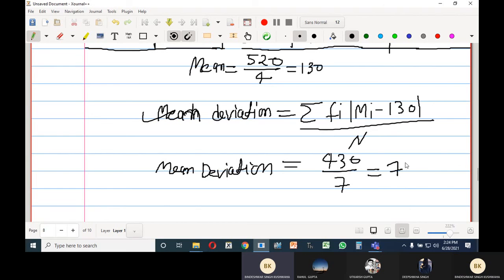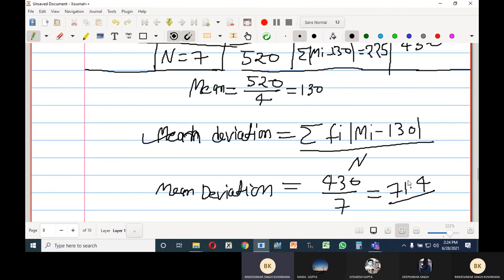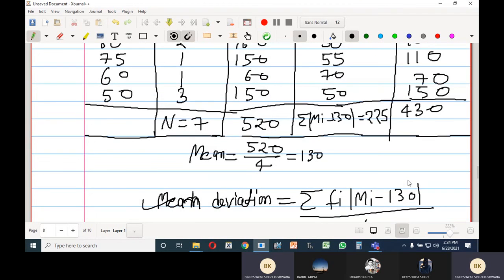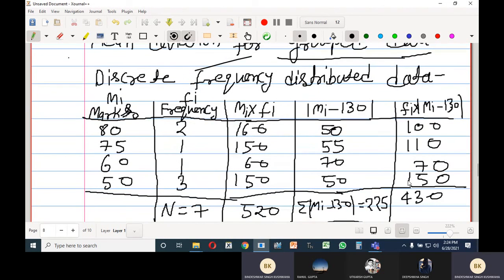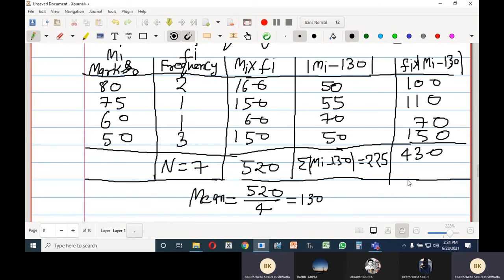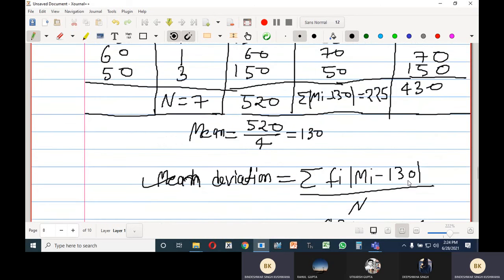Okay. 71.4. So this is the average deviation. Okay. This is the average deviation of a discrete frequency distributed data. Okay. So this is the average deviation or mean deviation. Let us see another problem also.